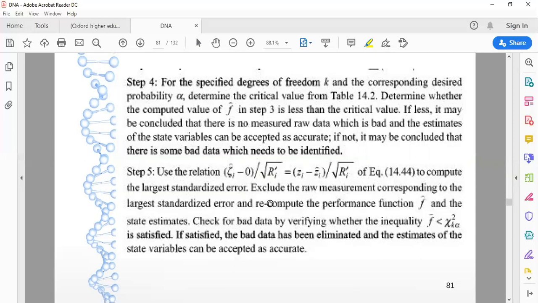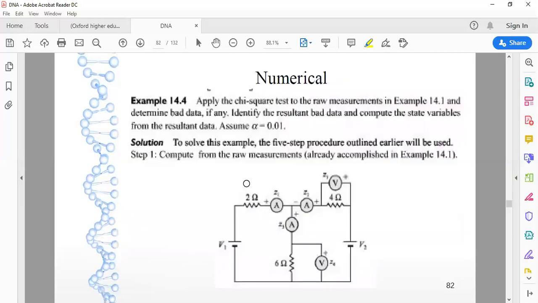Or other way, we can easily find out the performance index for the individual meters, and the highest value shown by a meter, we will remove that and proceed. If the degree of freedom is larger, then we'll proceed with the rest of the measurements, and once again we'll calculate the value of the state variables x1, x2, and so on. So both these approaches we are going to discuss.